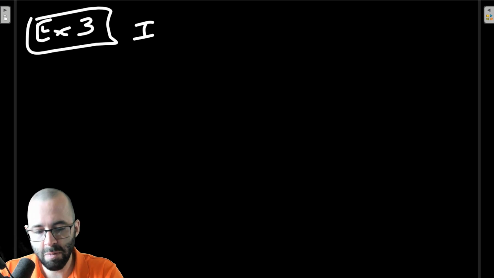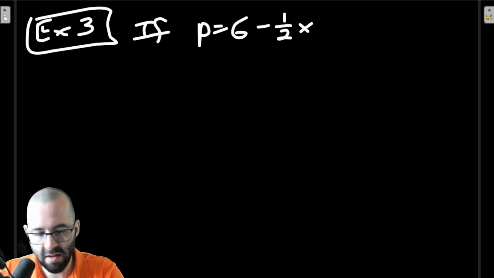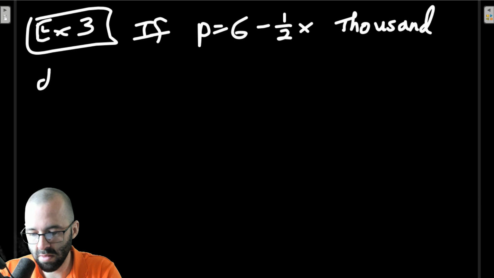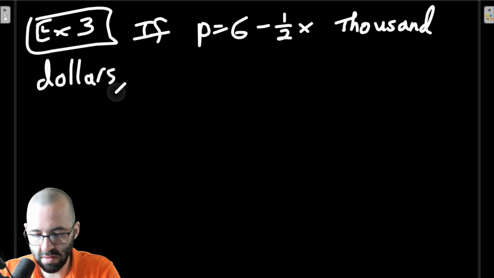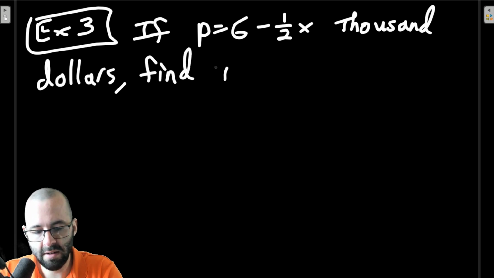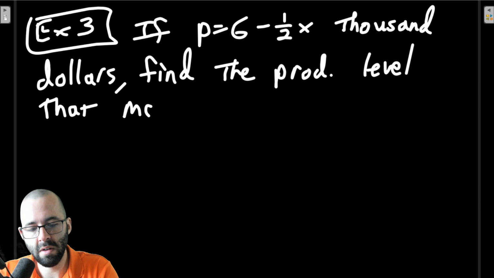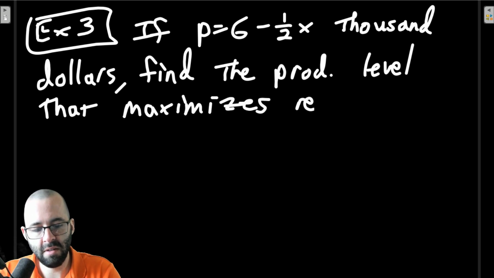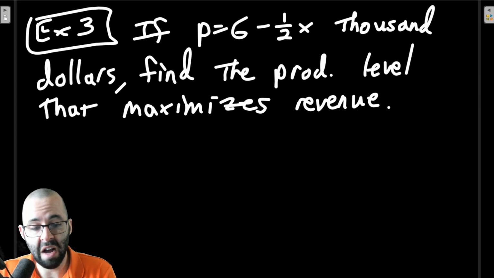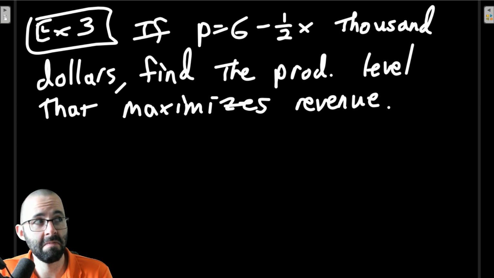Example 3: if P equals 6 minus 1/2 X, in thousands of dollars, find the production level that maximizes revenue. And this is interesting for a couple of reasons. First thing, I haven't given you a revenue function.